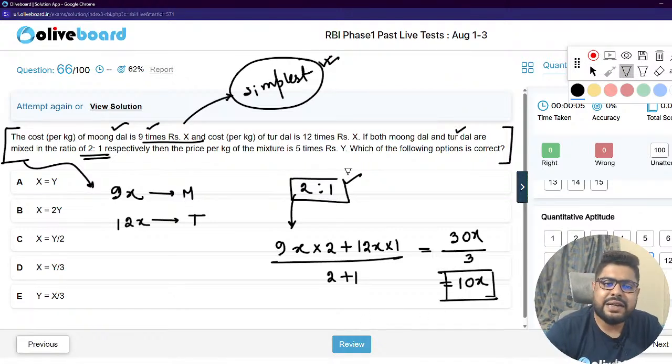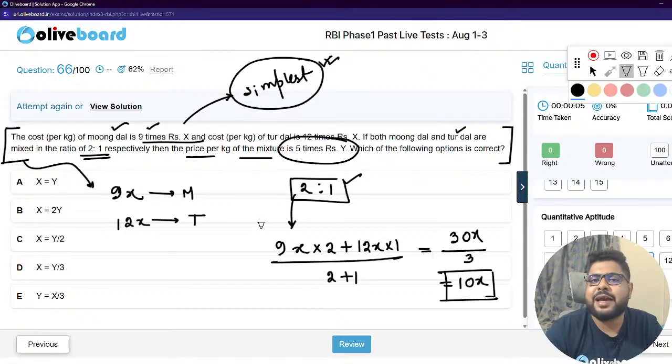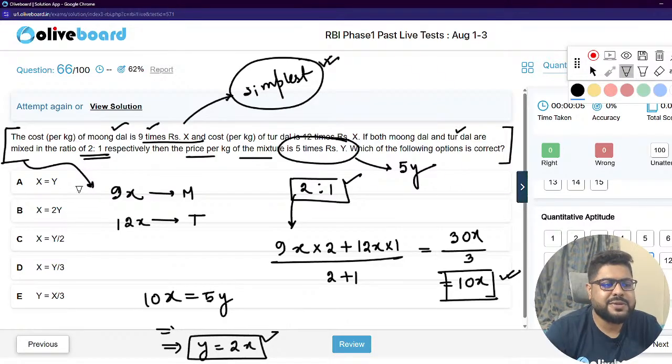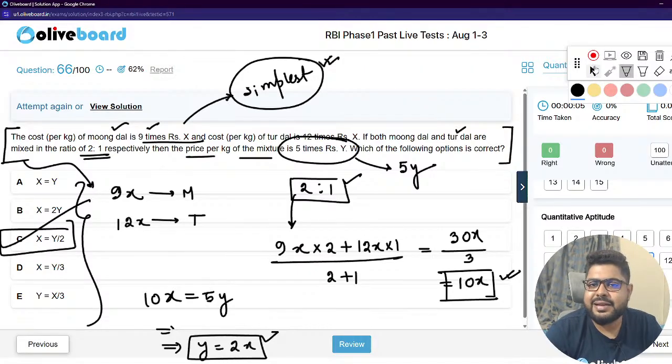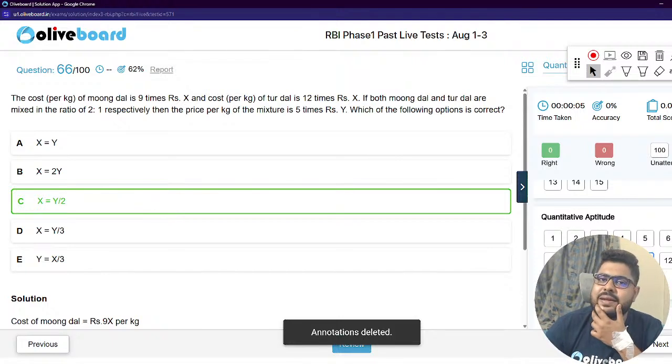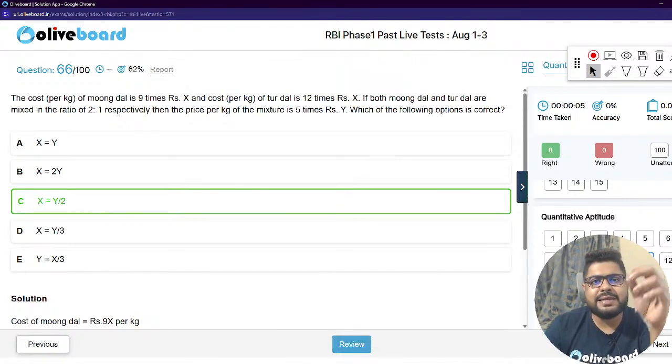The price per kg of the mixture is 5 times y, meaning 5y. That means 10x equals 5y. This is the mixture and this is this. So y is 2x. Now check the options. X is y by 2, done. There is absolutely nothing here. One of the easiest questions.